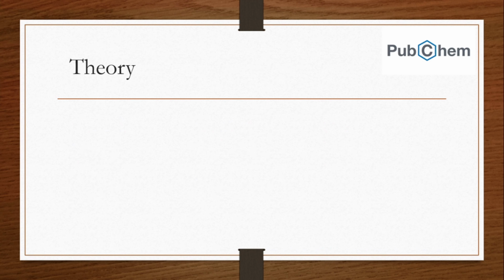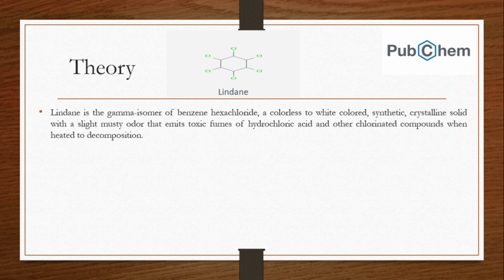In the theory section, we will discuss the final molecule which will be synthesized after the outcome of this reaction, and what the utilization of that molecule is. The molecule whose mechanism we will be learning through this experiment is lindane, that is hexachlorocyclohexane. Lindane is the gamma isomer of benzene hexachloride, a colorless to white synthetic crystalline solid with a slight musty odor that emits toxic fumes of hydrochloric acid and other chlorinated compounds when heated to decomposition.